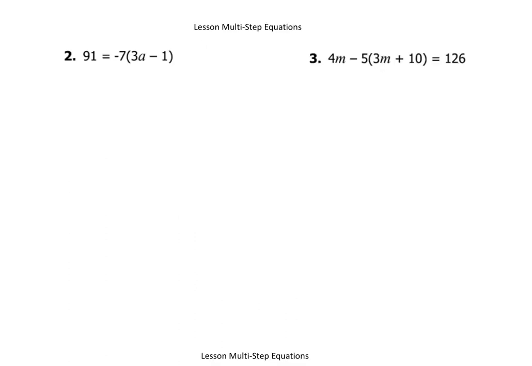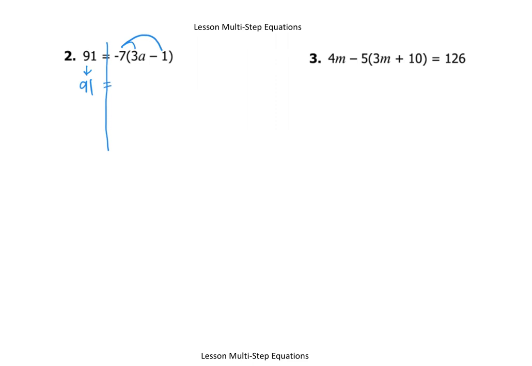Okay, number 2, we have 91 equals negative 7 times (3a minus 1). When you have parentheses, again, that means to multiply. Now, working left to right, 91 is kind of alone. We can't use it yet, so we will bring it down. We'll use it later. And still working left to right, I have negative 7 on the outside of the parentheses. We need to distribute or multiply inside the parentheses.